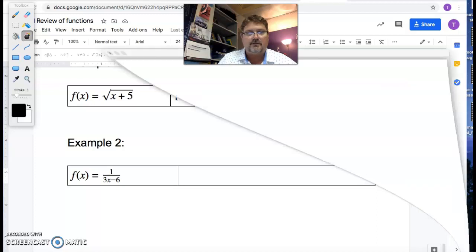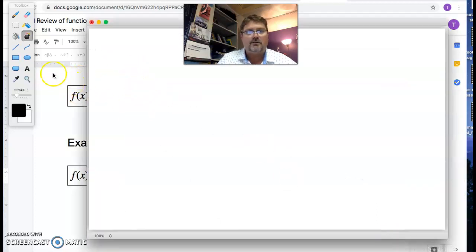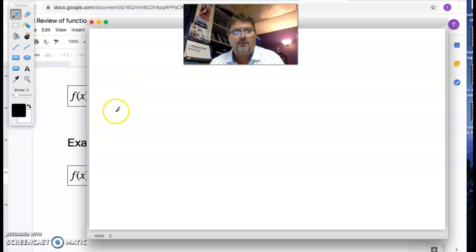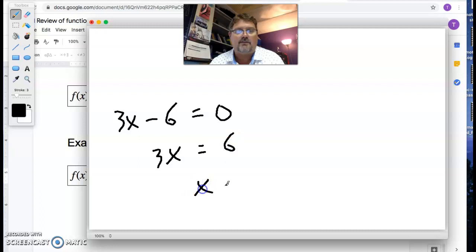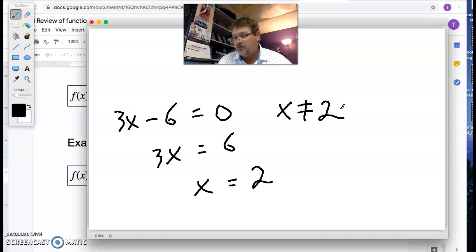3x minus 6. So we're going to solve this simple equation. Where is 3x minus 6 equal to 0? Remember, it can't be 0 this time. And we'd add 6 to both sides, and dividing, we find that it's 2. In other words, x equals 2 makes this 0. So that means x cannot be 2, right? Because 2 causes a problem for our denominator. And that's how we would look at this one.